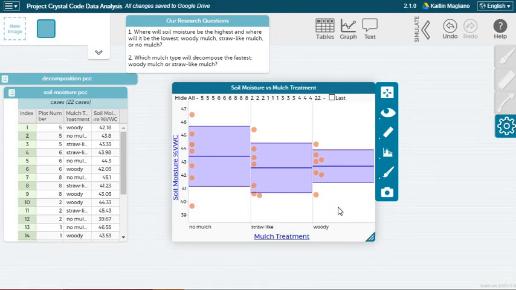Go ahead and add standard deviation lines to your soil moisture and decomposition graphs to see if our results were significant.